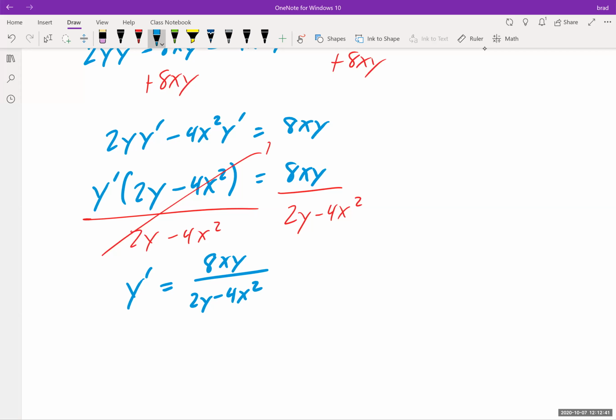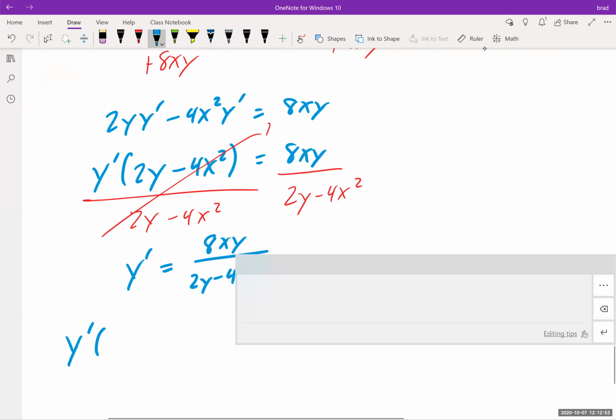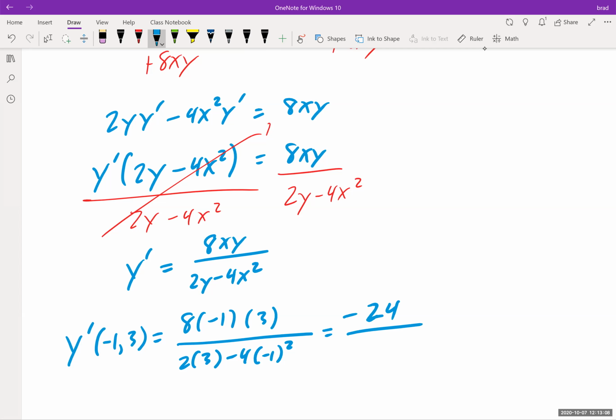And if you leave that, you get marked wrong because that is not what they asked for. That is the derivative. They asked for the equation of the tangent line. So I'm going to find y prime of (-1, 3), the point they gave me. I'm going to plug in -1 for x and 3 for y. That would be -24 over 6 minus 4. So we get -24 over 2, which is -12, I believe.